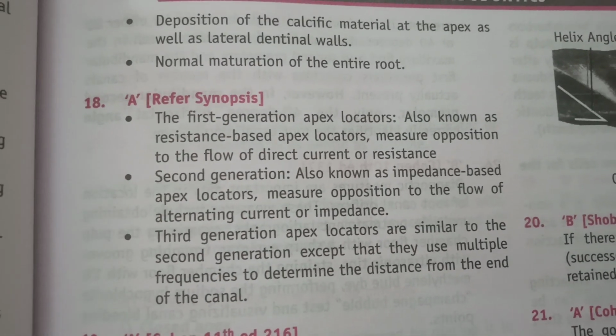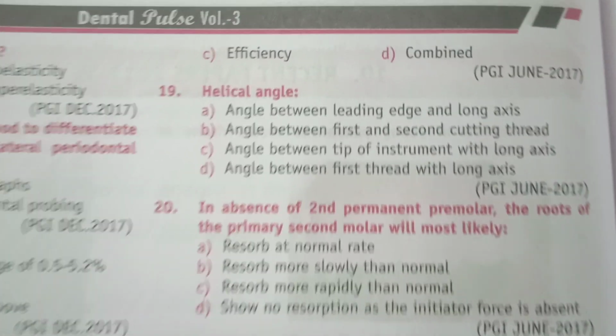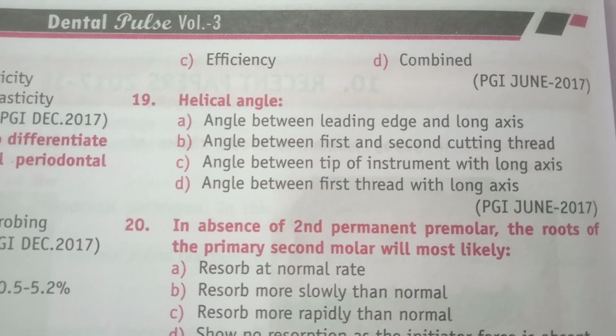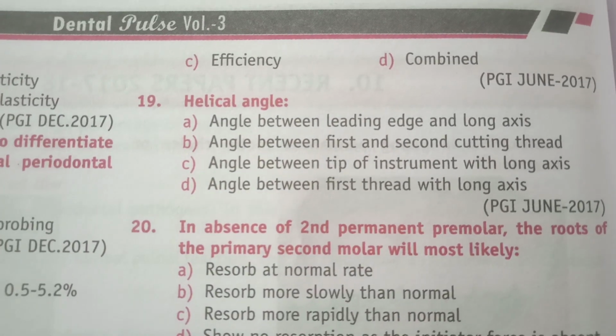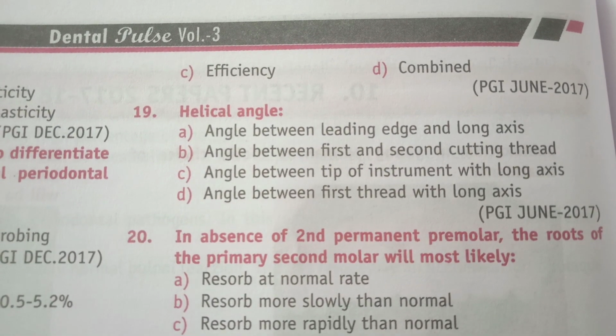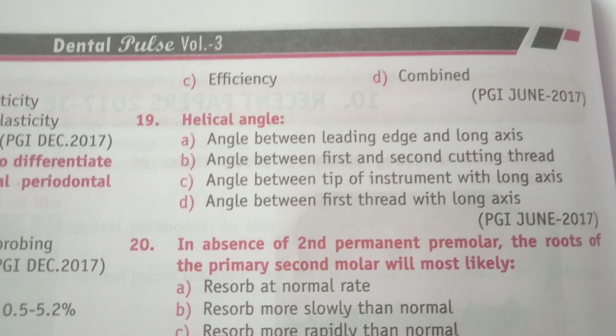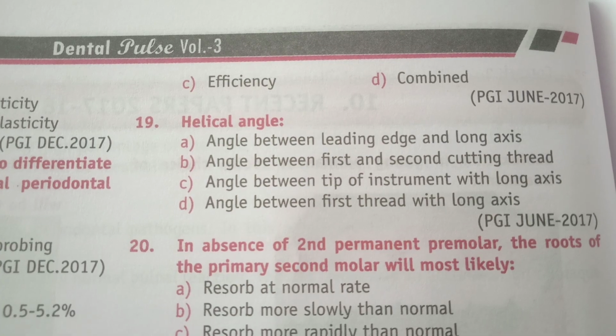Okay, so here is the explanation part. Now we'll go to the next question. Helical angle. What is helical angle? The answer is A, angle between leading edge and long axis.